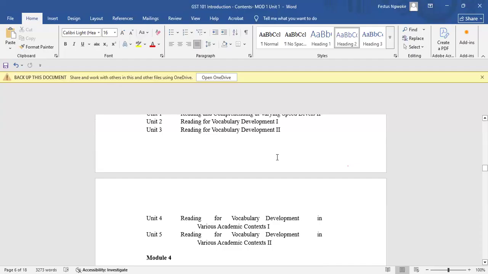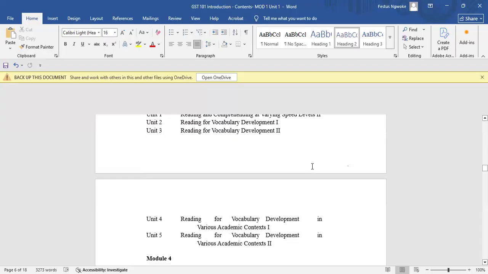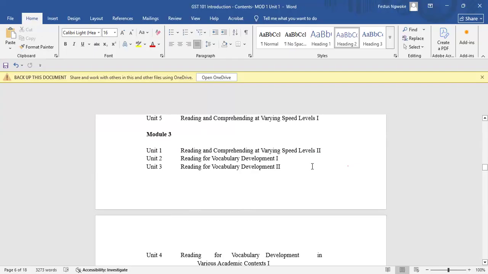It's also very much focused on reading. Unit 1 of module 3 says reading and comprehension at varying speed levels 2. Then we also read for vocabulary development 1 and 2, or even 1 and 2 and 3. Okay? Yes. What do we mean by vocabulary development? It helps us in both ways. It helps us in reading. It helps us in writing. Helps us in speaking.